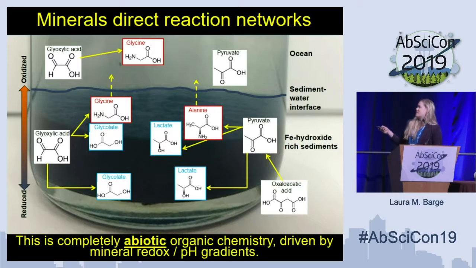So if you're in just the aqueous solution, you might not react pyruvate at all. You might only get glycine from glyoxylic acid. But then as you go a little bit deeper, you can get all the products. If you go really reduced, you're just going to get the alpha hydroxy acids.